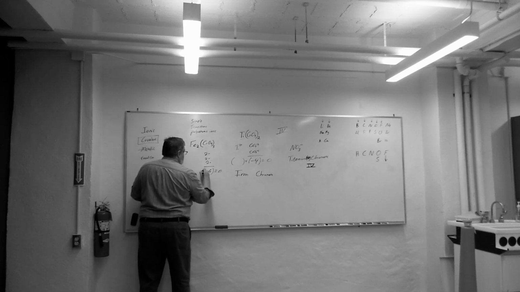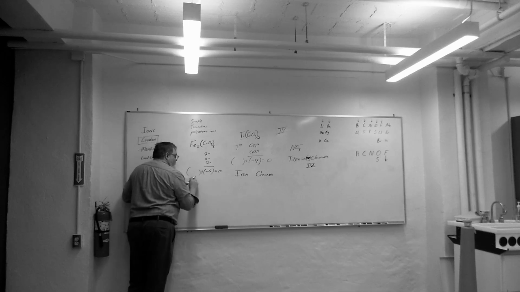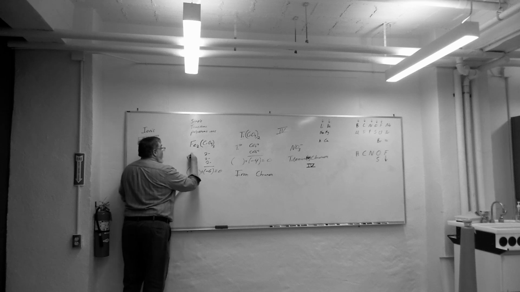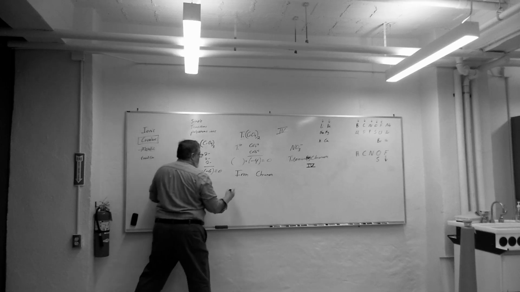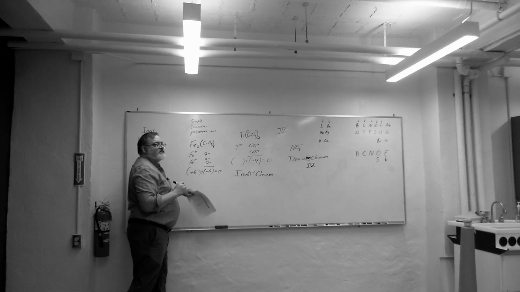It has to equal 0. So what do I have to put here to make this equal 0? Plus 6. I've got 2 Fe's, so I've got to distribute the 6 among them. You just split it in half. Half the charge is here and half the charge is here. And that tells you this is iron 3. See?